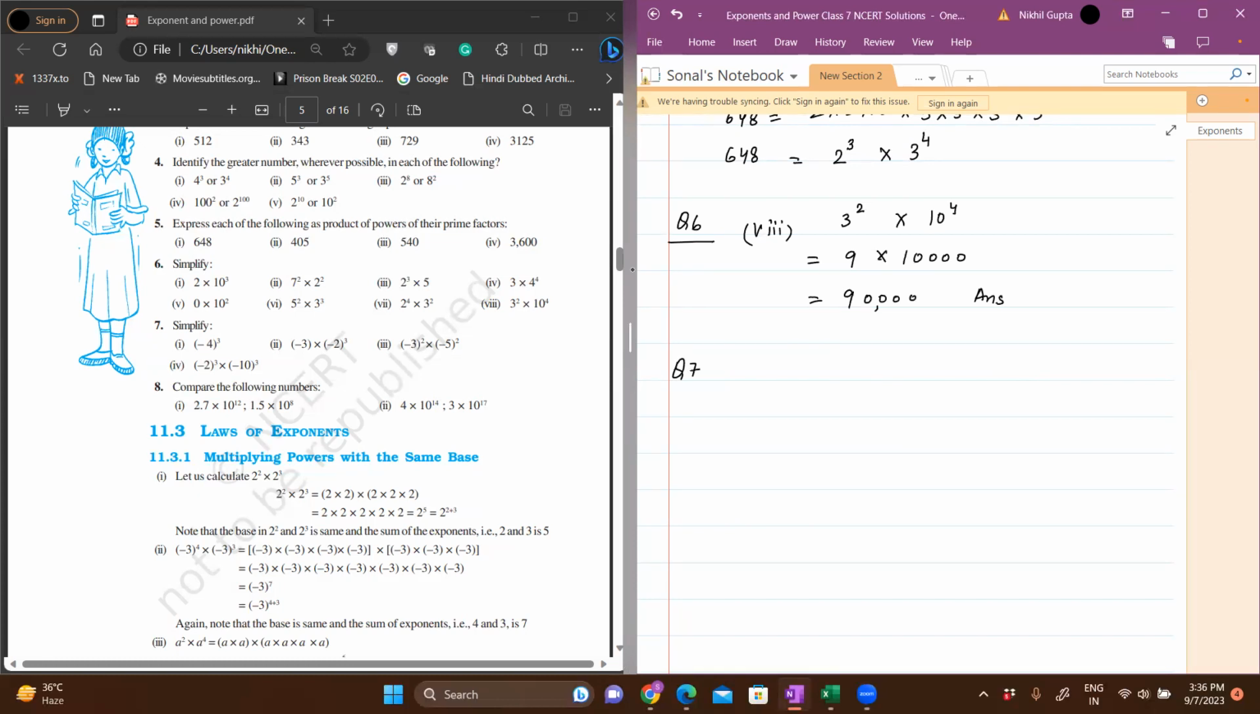Let's come to question number 7. If we talk about the third part here, minus 3 to the power 2 into minus 5 to the power 2. So if we talk about minus 3 square, that will be minus 3 into minus 3, which is ultimately 9 only. And minus 5 into minus 5 is 25. And 9 into 25 is, 5 9s are 45, 9 2s are 18, so 225 is the correct answer.